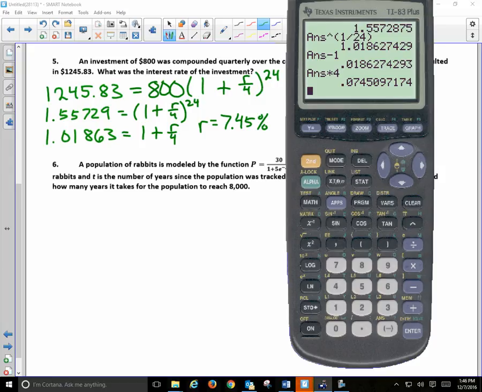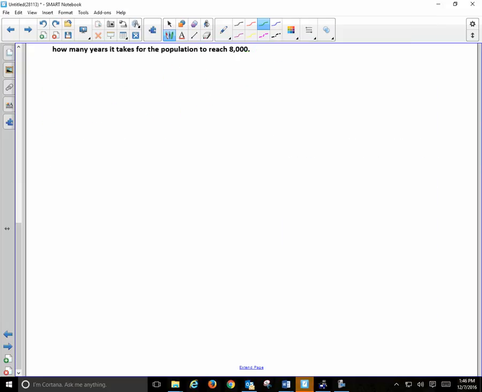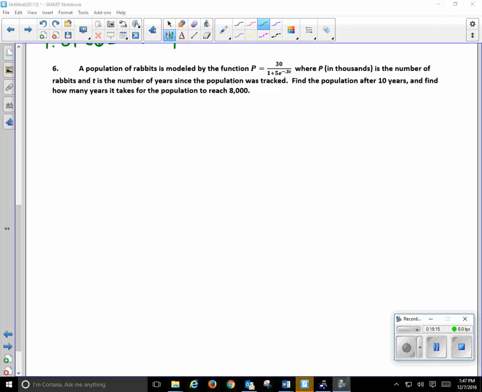You ready for the last problem? It's my favorite on the page. It has rabbits. I love rabbits. They taste like chicken. Oh, jeez. You guys. So, quick start. So, anyway. All right.